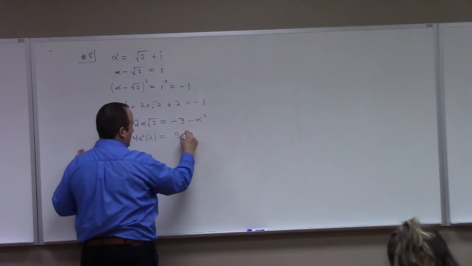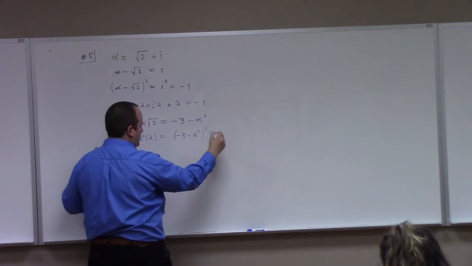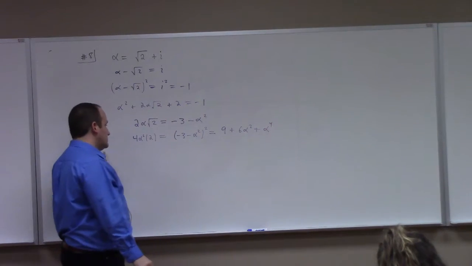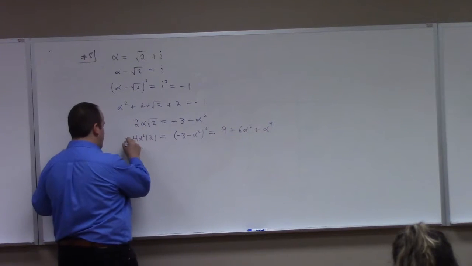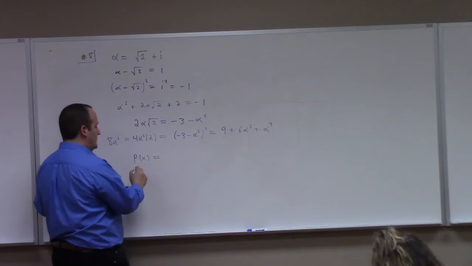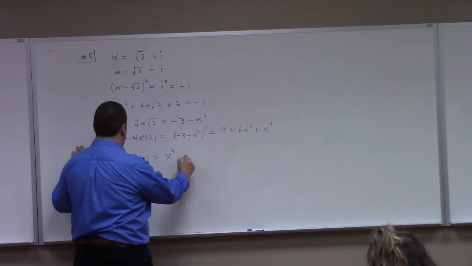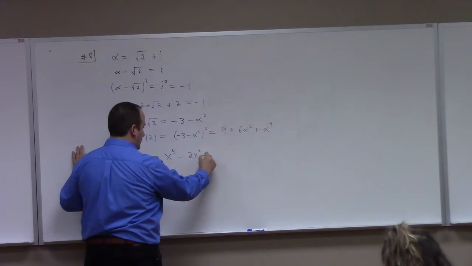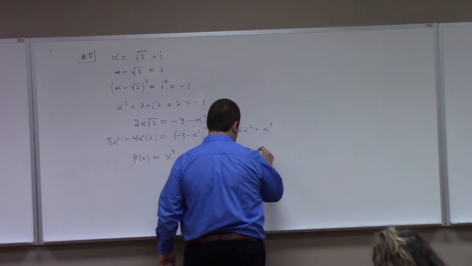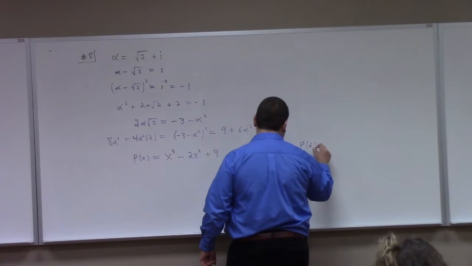Well, let me see here. Minus 3 minus alpha squared, squared, which I believe is 9 plus 6 alpha squared plus alpha to the 4th. So this is, of course, 8 alpha squared. So that shows me p of x equal to x to the 4th minus 2x squared plus 9 annihilates alpha. In other words, p of alpha is equal to 0 by construction, right?